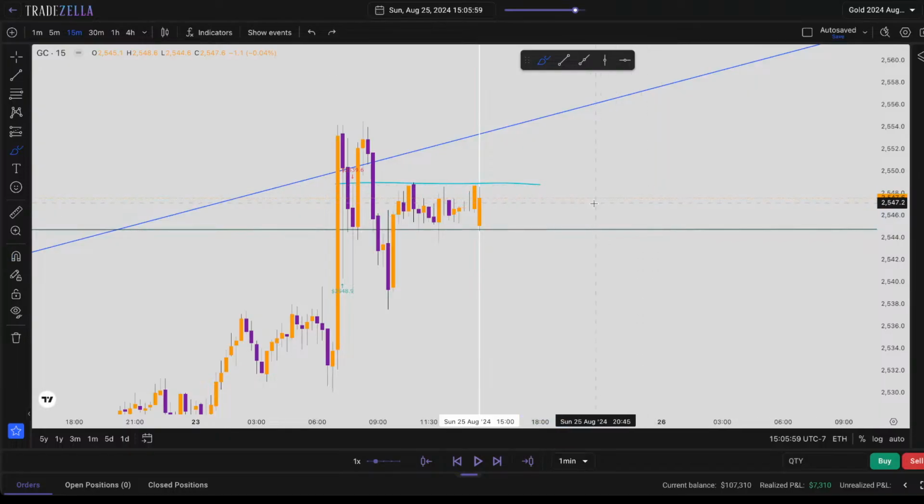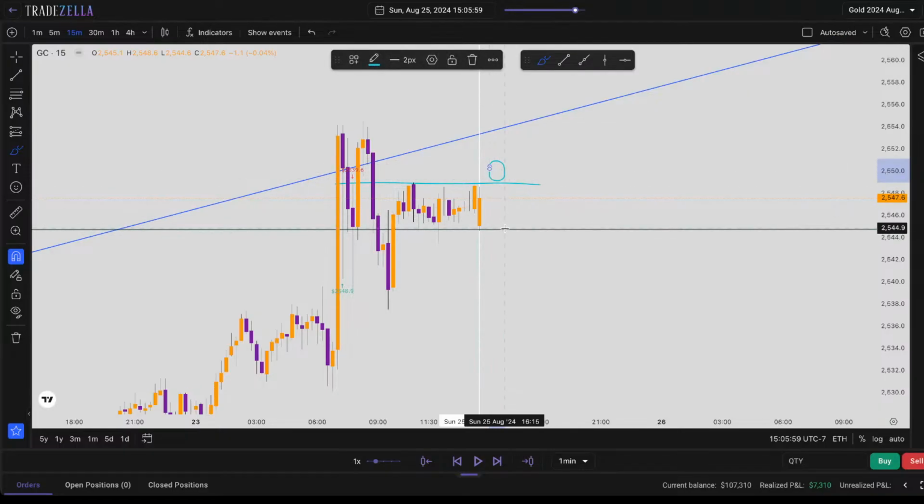That's stressful. So either we get a candle close up here, 5 minute, or a 5 minute down here. That's the plan. So that's the plan.